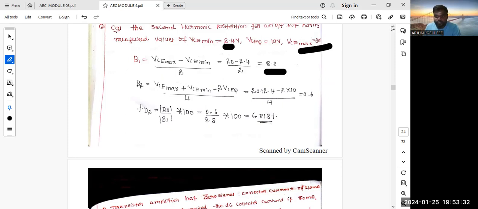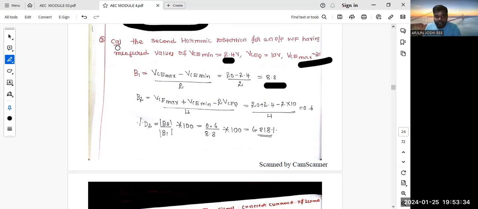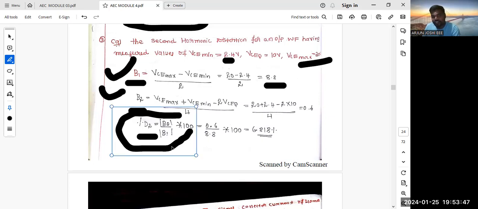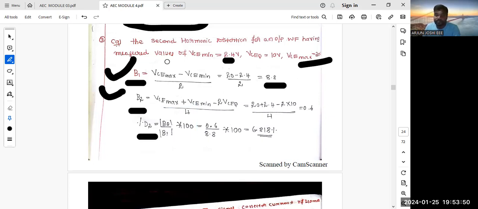That becomes 6.1818. What is the question asking? We need to calculate the second order harmonics. If they ask us to calculate the second order harmonic, we need to find B1 and B2 because this is the formula, and then substitute the values to get the second order distortion. If sometimes they ask to calculate third order distortion, then you need to calculate B3 and apply the formula B3 divided by B1 to get the third order distortion. This is how we need to solve the problems on harmonic distortion.